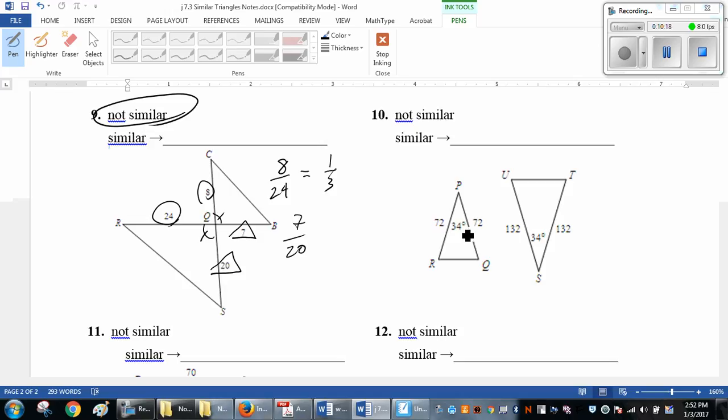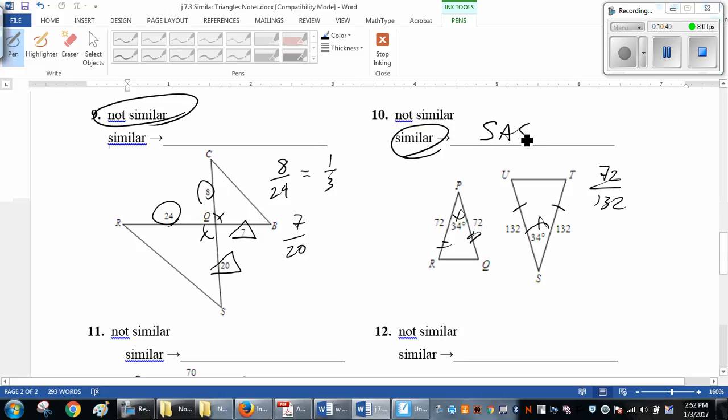Now notice, again, angle, angle. Good. Now that's the included angle. Look at the sides. That's congruent. Those are congruent. This one should be really obvious, okay? So our ratio then is 72 over 132, and of course that's going to be the same because all the sides are the same. So these are similar, and this is an example of our side angle side similarity.